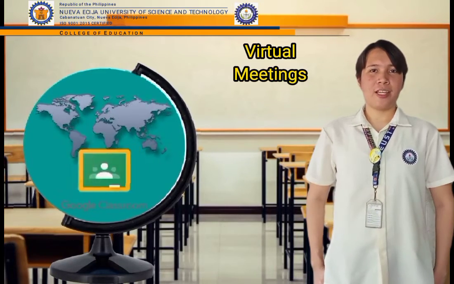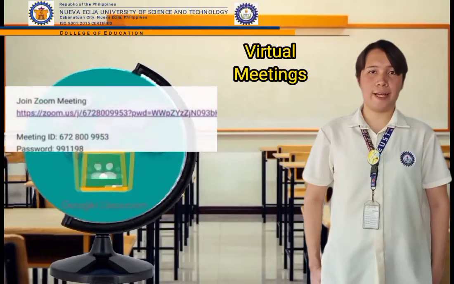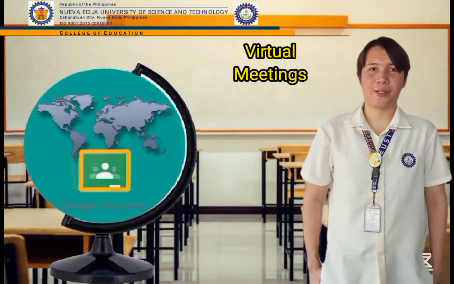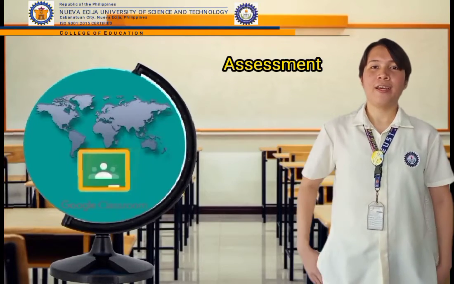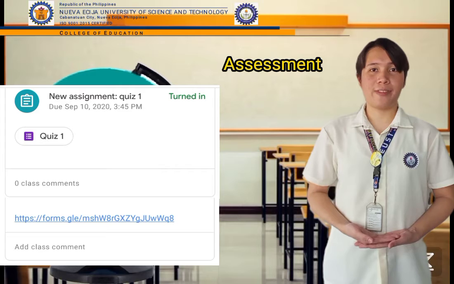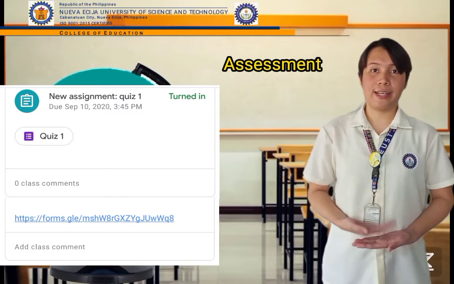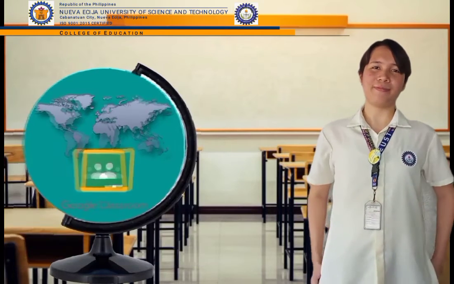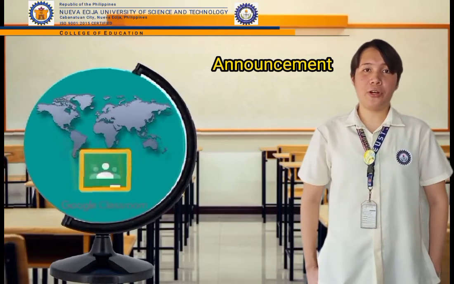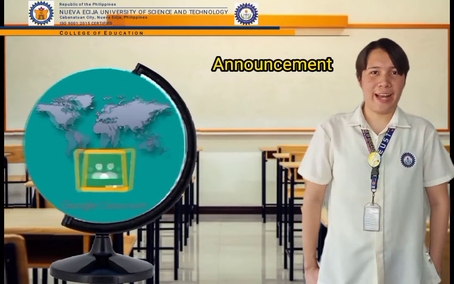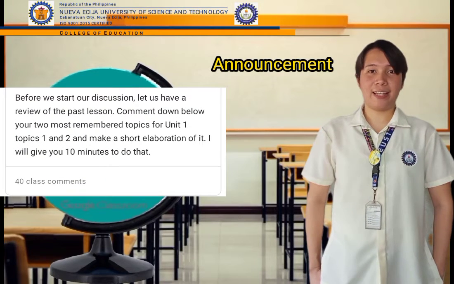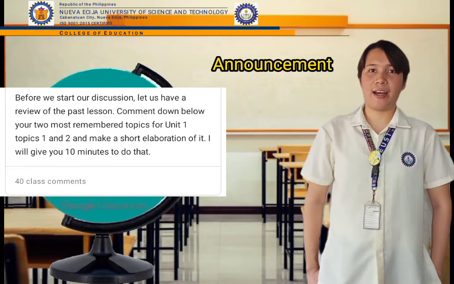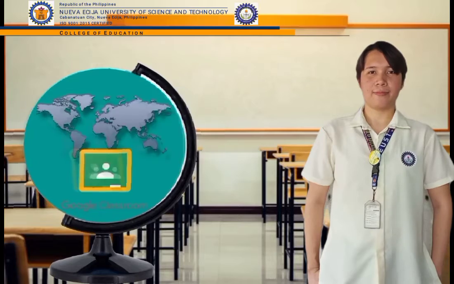Virtual meetings. Teacher can post Google Meet links in the Google Classroom in order for students to join for a synchronous class. Assessment. Teachers can post Google Forms that students must fill out to assess their learning progress. Announcement. The teacher will be able to post announcements to let students know what to do, explaining that proper implementation of the flow of lessons and activities are executed orderly.